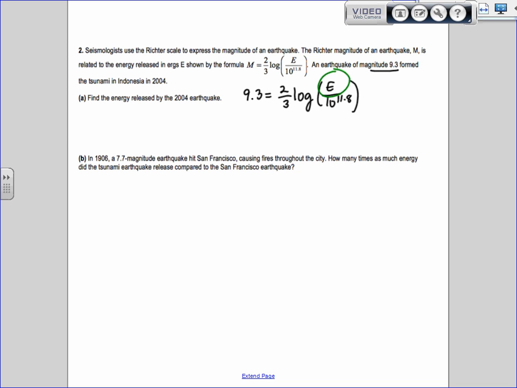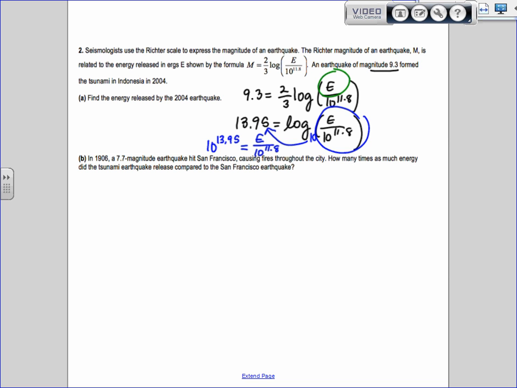So we're going to multiply my 9.3 by 3 over 2. When we do that, we get 13.95. Okay, now we're at the point where we can switch forms. It's in log form, and we want to switch it to exponential form. What base do I have for my logarithm? Base 10. So I rewrite it: 10 to the 13.95 equals E over 10 to the 11.8. Right, I switched forms. Do you guys see it? 10 raised to the 13.95 equals the part that's left.